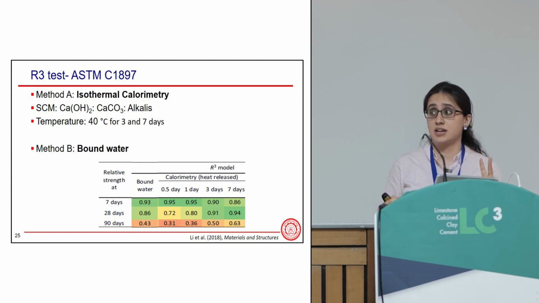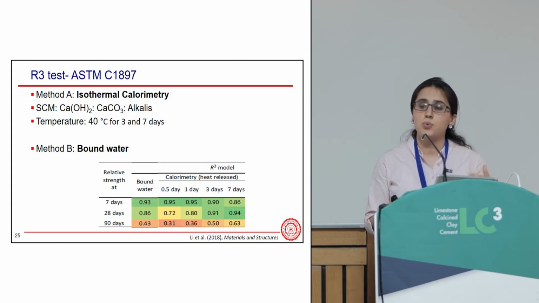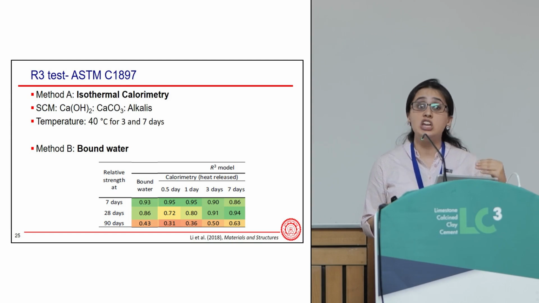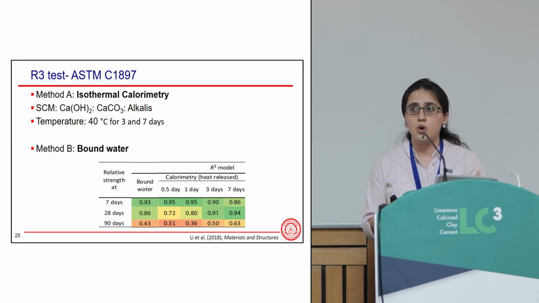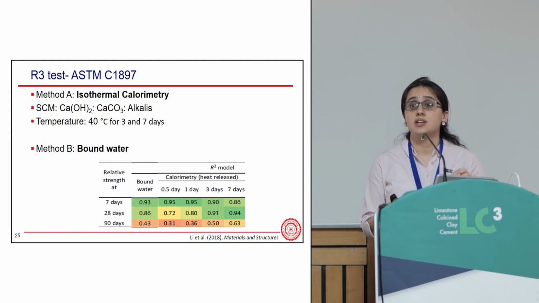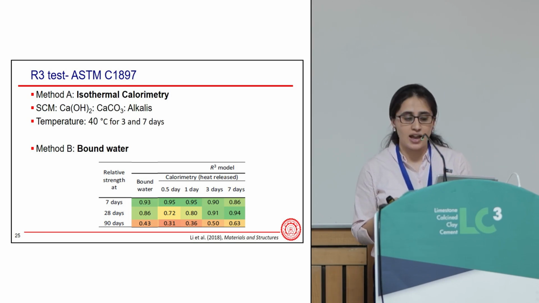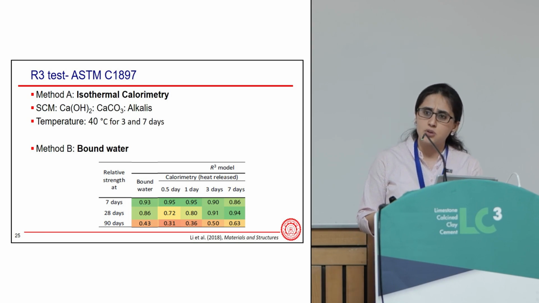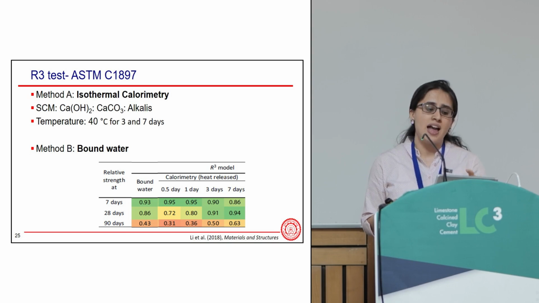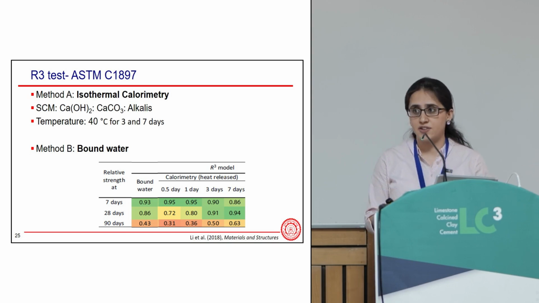There are two methods that we can use in the R3 test. The first one is isothermal calorimetry. In this test, we measure the heat of hydration of the paste over time. While in the bound water test, we measure the mass loss because of the bound water, which relates directly to the chemical reactivity. Both these methods can be used, depending upon the availability of the equipment. And this test is performed at 40 degrees Celsius.